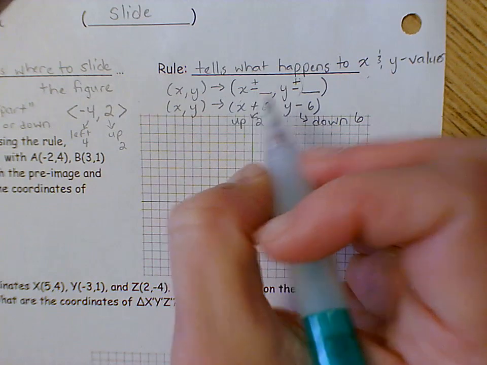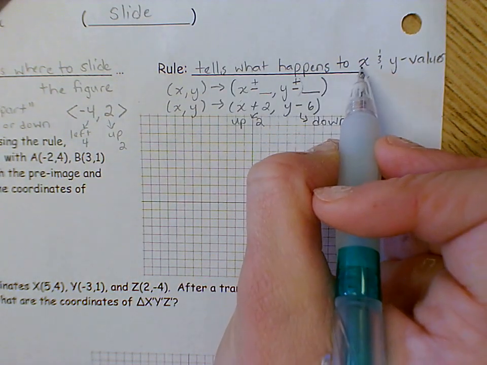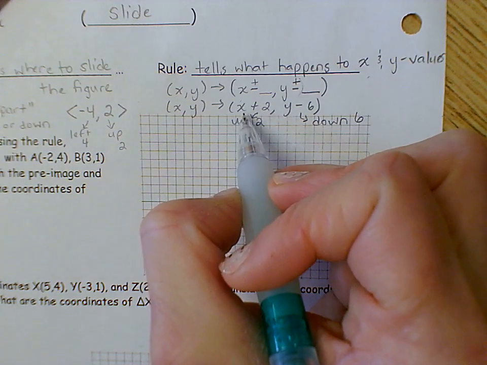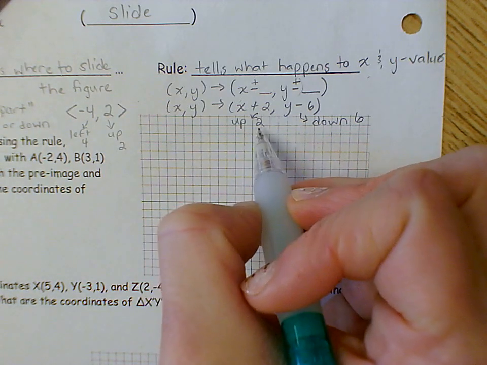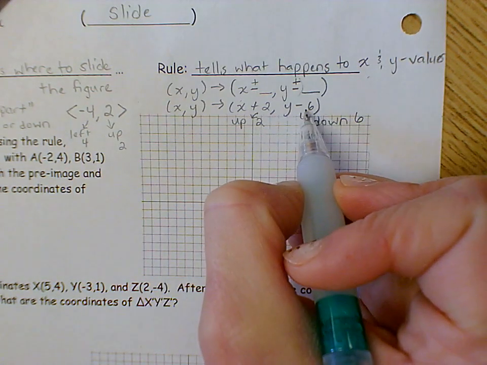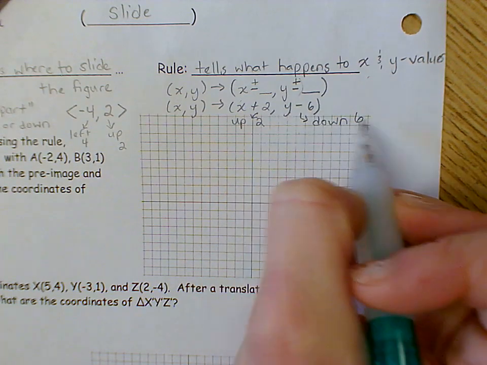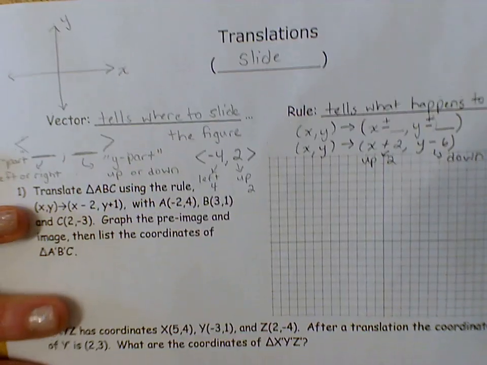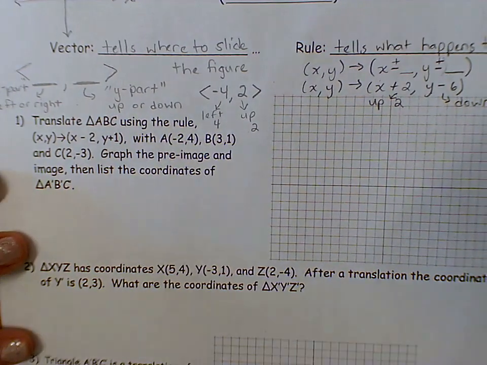Now, if you're looking at it in terms of the rule in and of itself, this is actually telling you, literally telling you, you have to take each of the x values and add 2. And that's actually the thing that moves it 2 units. And then you have to take each of the y values that you see and subtract 6. And that's actually what moves it down 6. Okay, so let's do a couple examples so that you can see how this plays out, and then hopefully you'll be good with the worksheet.